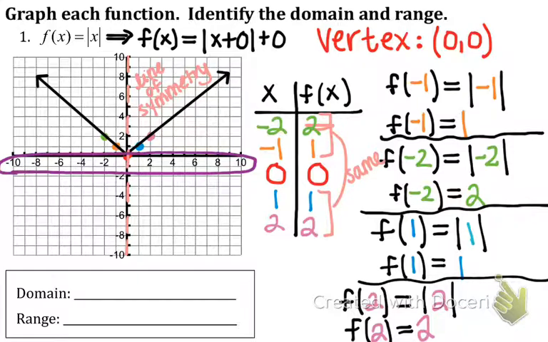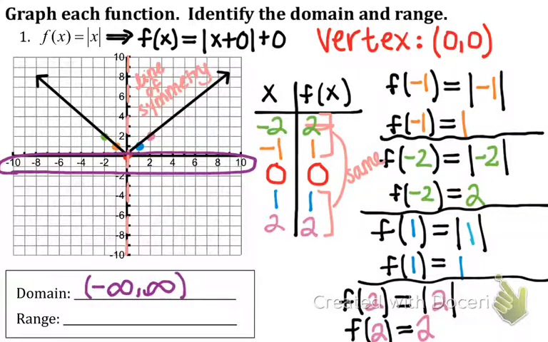Our domain is what does the graph cover as far as our x values go from left to right. So as you can see, our graph is going up and to the left. So it's going to keep going to the left for infinity to the left, and it's also going to keep going to the right towards positive infinity. And since it does not break at all in the middle here, our domain is from negative infinity to positive infinity.